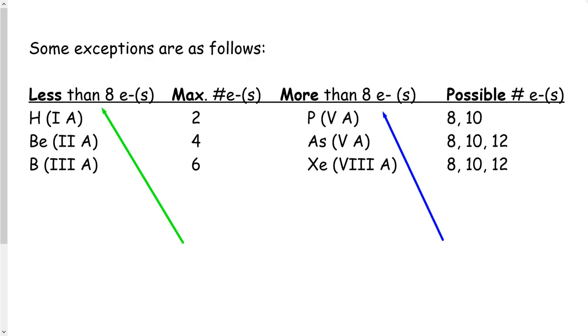Those being on the left-hand side as you're looking at the green arrow, that include the elements hydrogen, beryllium, and boron. Because of the size of the atoms, the hydrogen, beryllium, and boron atoms are smaller in size and their number of valence electrons are smaller, their maximum number of electrons are going to be less than 8. On the flip side, highlighted by the blue arrow, you will see the elements of phosphorus, arsenic, and xenon, which represent a small grouping. They are not all of the elements that will go beyond an octet, but they're examples of how they can expand to become bigger in terms of size.